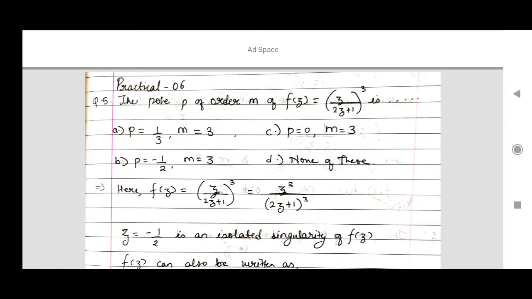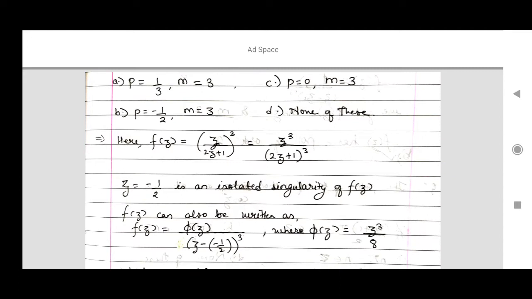The pole P of order M of f of z is equal to z upon (2z plus 1) whole cube is: option A, P is equal to 1 by 3, M is equal to 3; option B, P is equal to minus half, M is equal to 3; option C, P is equal to 0, M is equal to 3; and option D, none of these.